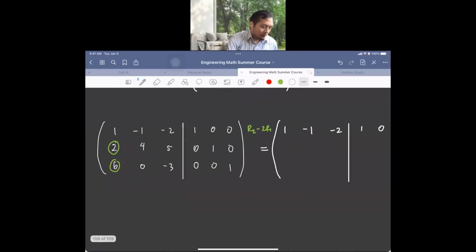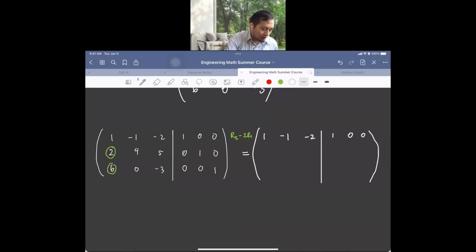Okay. And then 2 minus 2 is 0. 4 minus 2 is 6. 5 minus 4 is 9. 0 minus 2 is minus 2. 1 minus 0 is 1. 0. Okay. And the third one is the same.